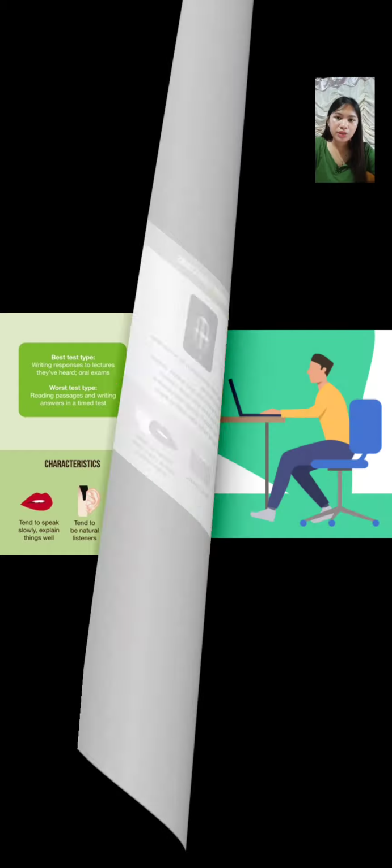Auditory learners use word association to remember facts and lines, record lectures and watch videos, repeat facts with eyes closed, participate in group discussions, and record notes after writing them. The characteristics include: tend to speak slowly, explain things well, tend to be natural listeners, tend to repeat things aloud, think linearly, read slowly, and prefer to hear rather than read information.